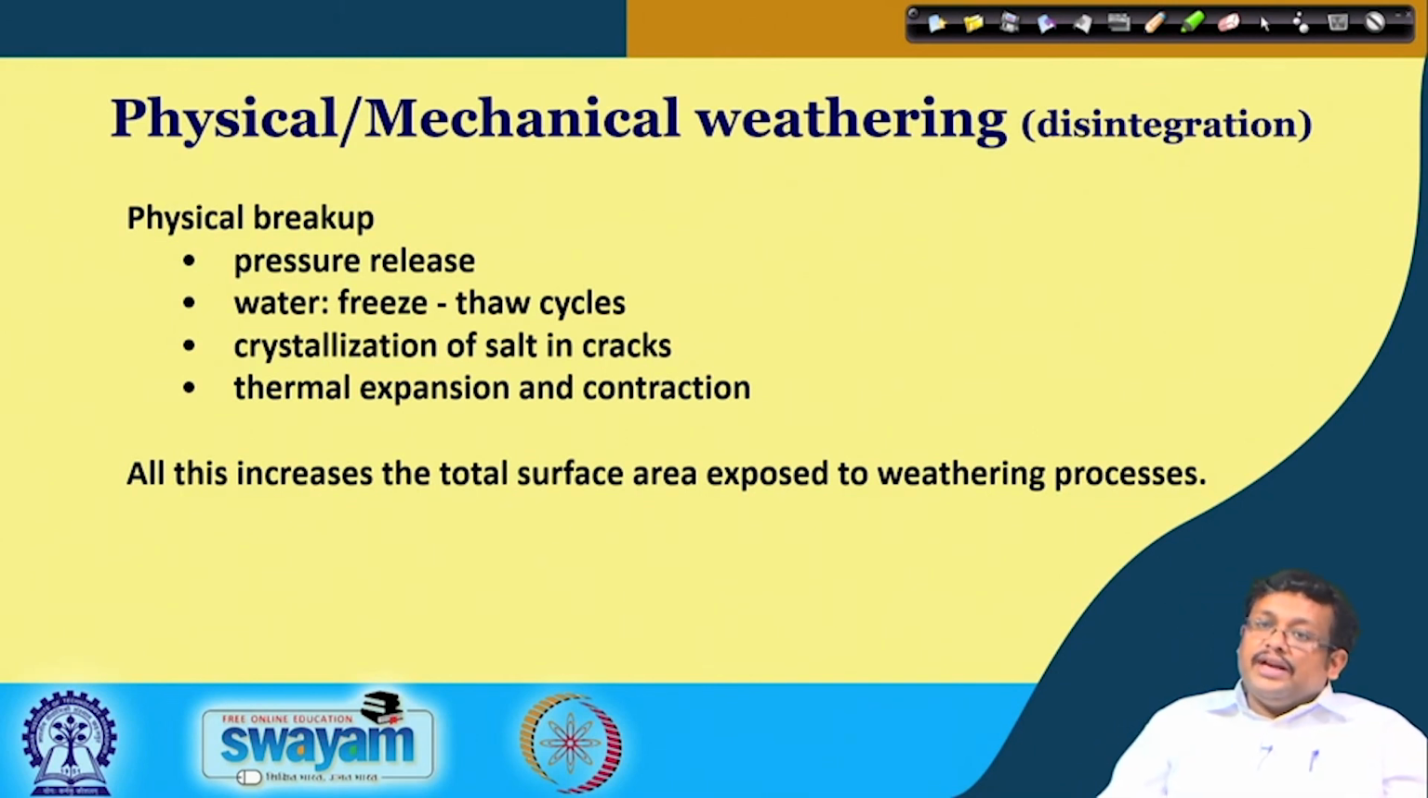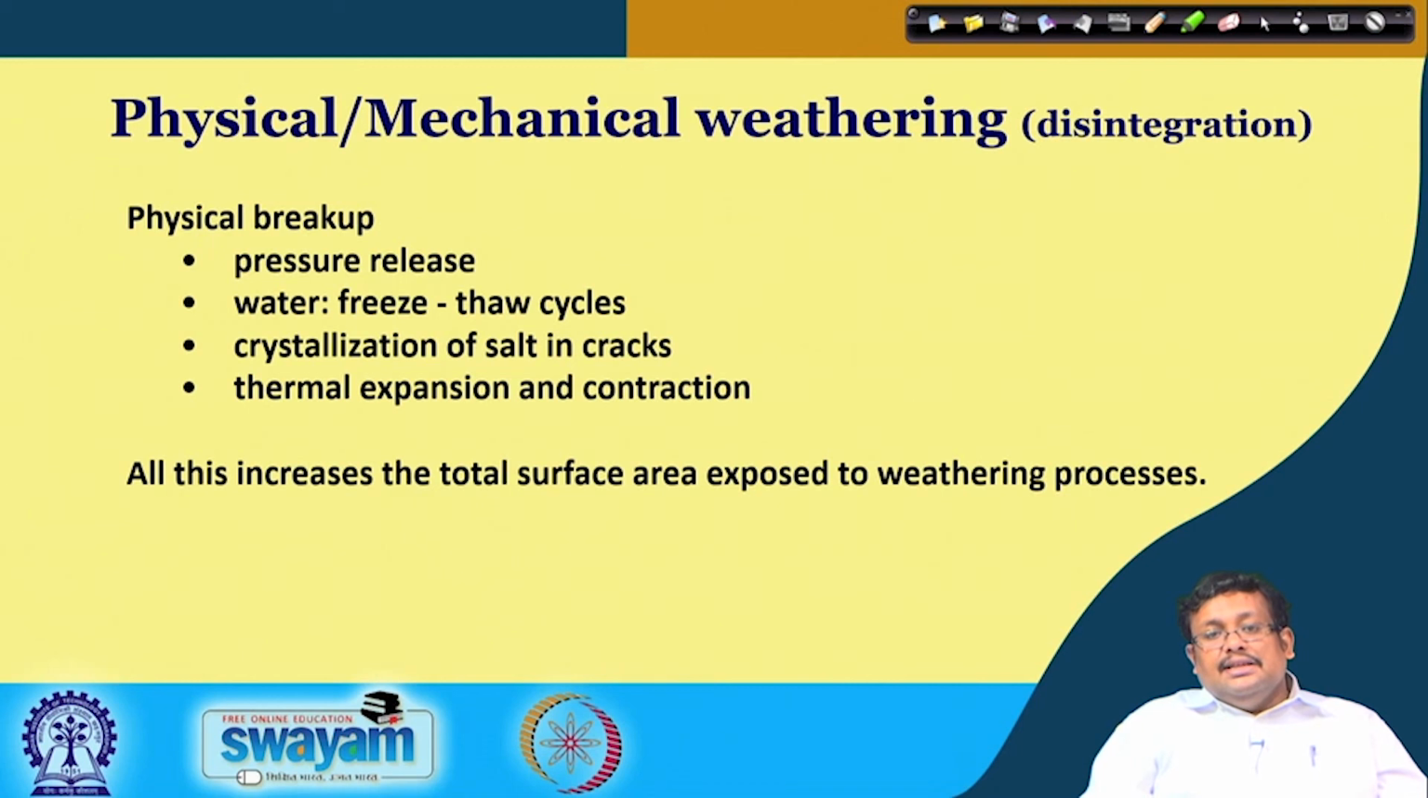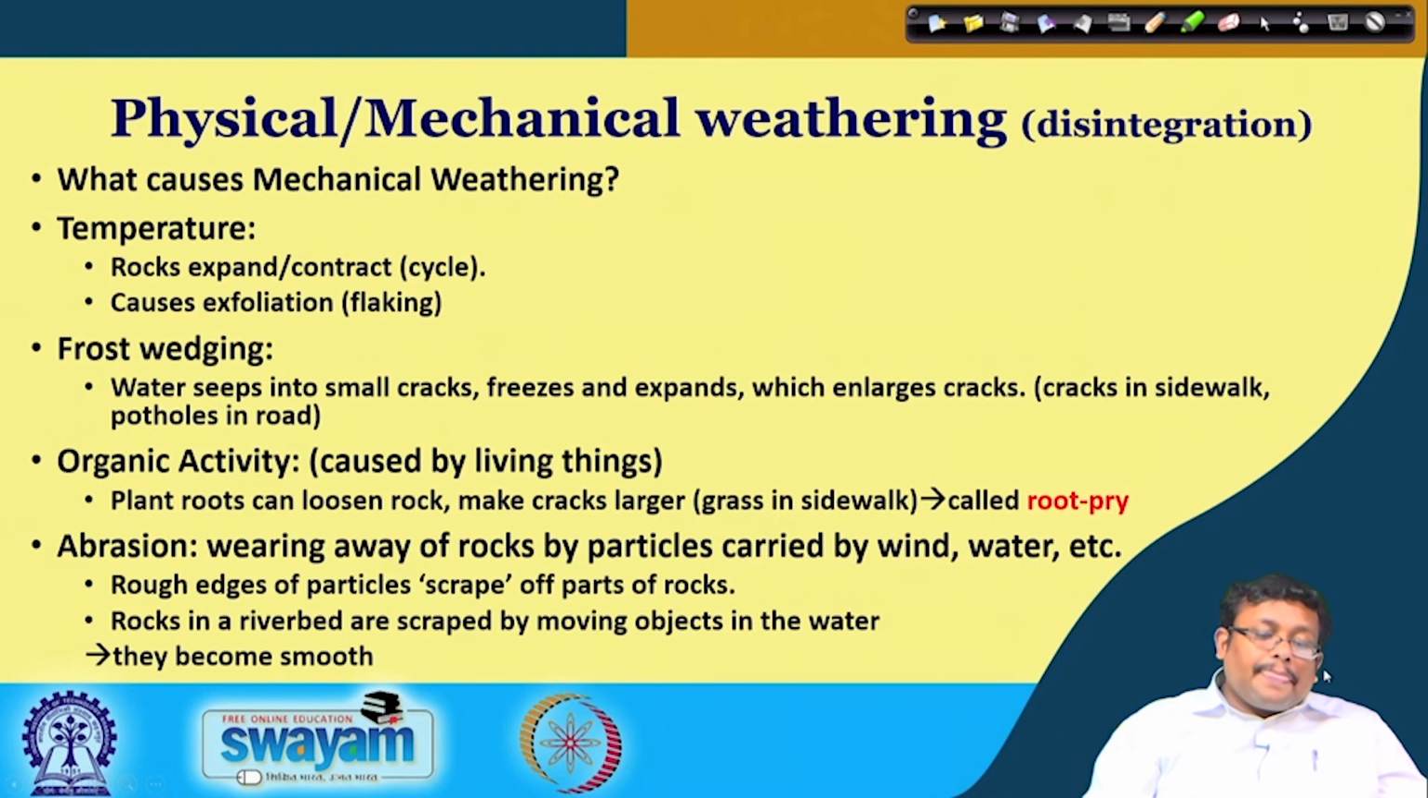Now, as I have told you, due to the physical disintegration, the size of the particle goes down. Obviously, the reactive area, I mean the total surface area, also increases simultaneously, and when the total surface area increases, it gives more opportunity for chemical weathering. So, these are four major processes for physical disintegration. Now, let us see them one by one.